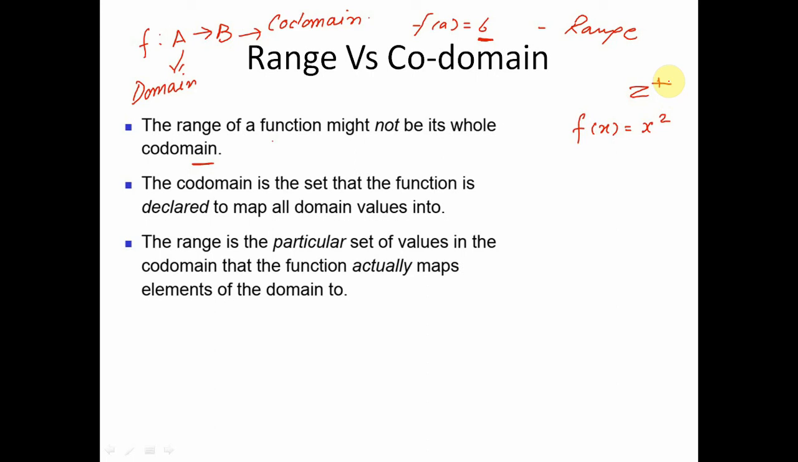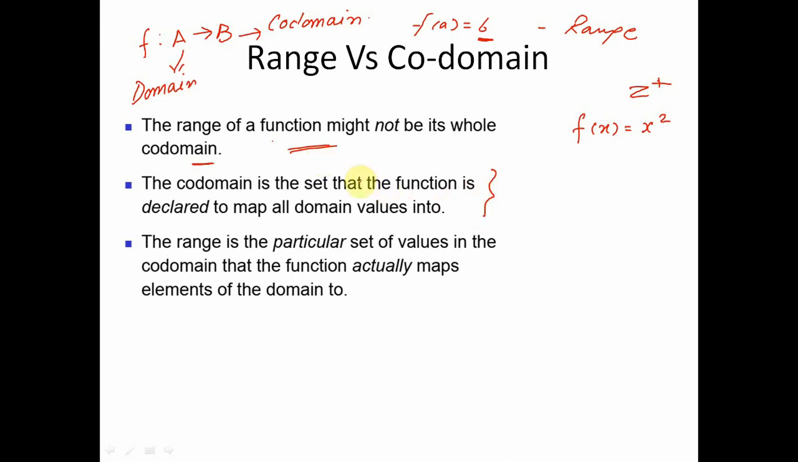But what is the range? The range is not the entire set Z plus. It is 1, 4, 9, 16, 25, 36, 49 and so on. The set of all the squares. So in this way, the range of the function might not be the whole codomain.